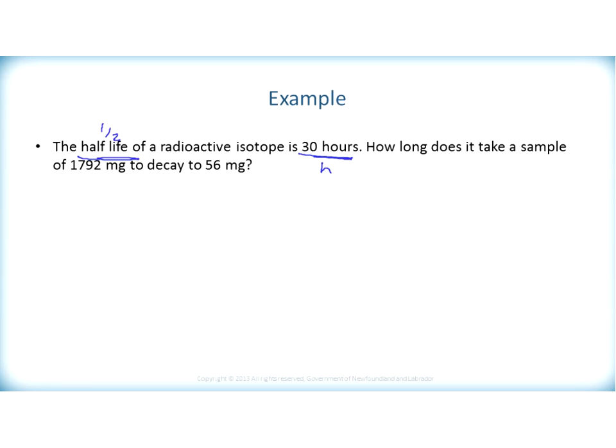How long does a sample take to decay from this to this? So this must be the initial amount, and you're given the final amount. So we have 56 is equal to 1792 times 1/2 to the power of t over 30, the half-life. We're going to solve for time this time.